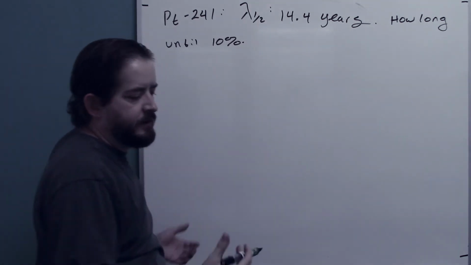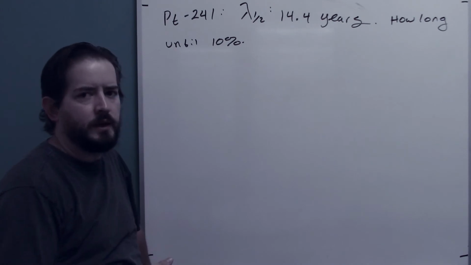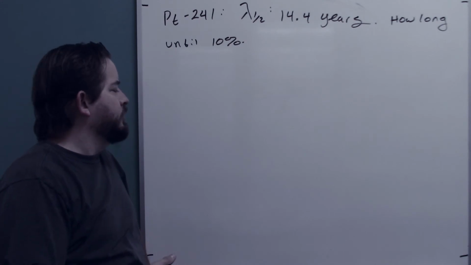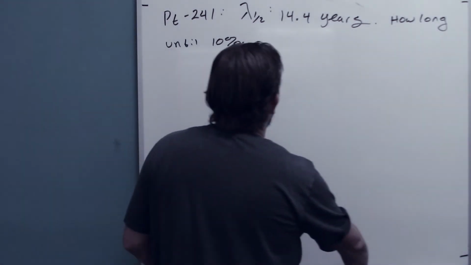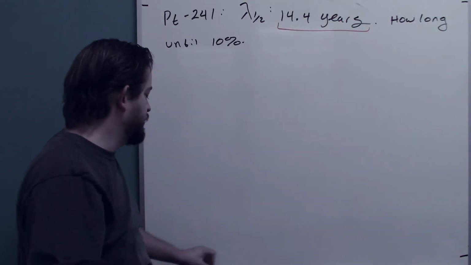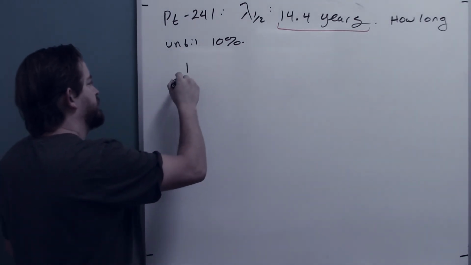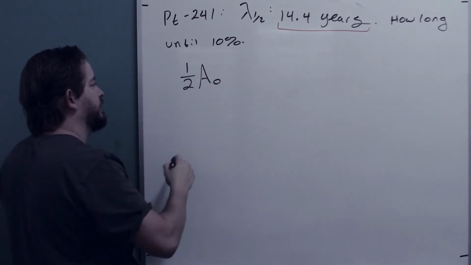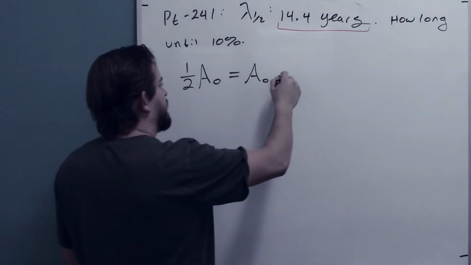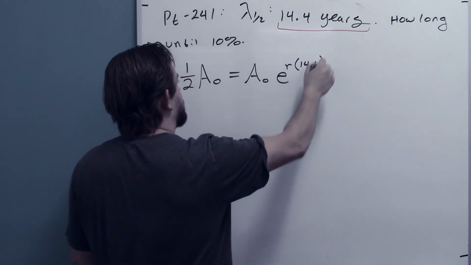We don't know how much is there. It doesn't matter how much is there. If it does matter to you, throw in a number, like 1 pound of it. 10% is still 10%. So the first thing I want to do is find R, because that's what I need in order to use that equation, and I use that half-life in order to find R, because if I have half of what I started with, that is 1/2 of my original amount. And that is equal to the amount that I started with, multiplied by e to the R times the t that it took to get there, which is 14.4.